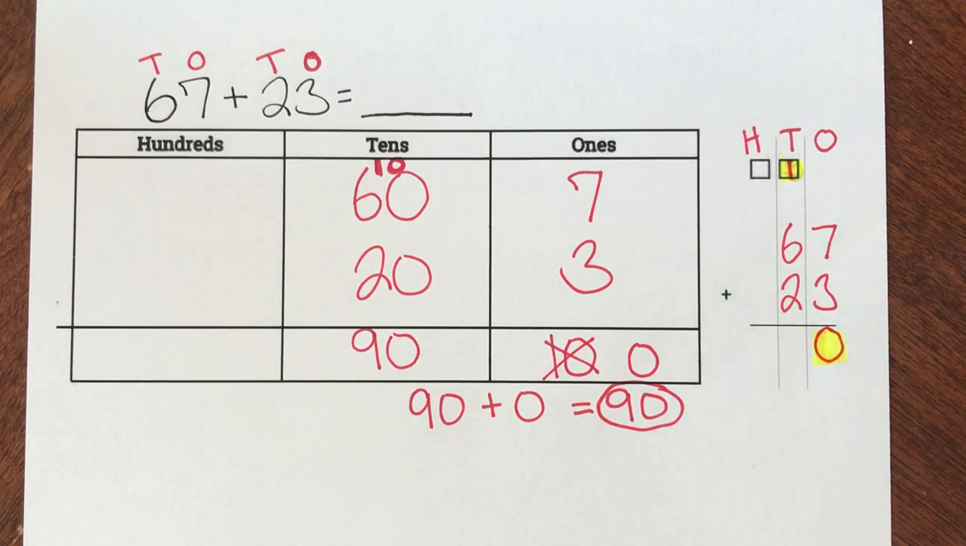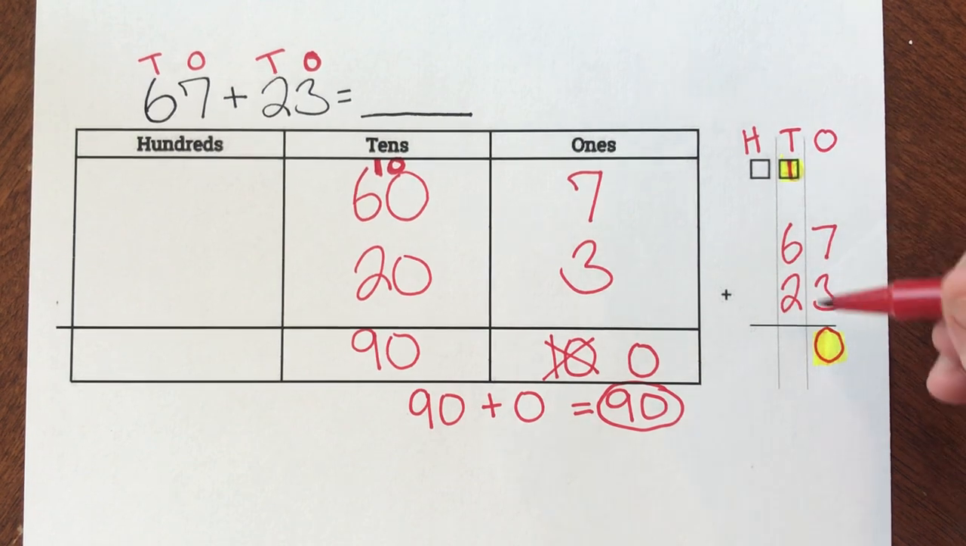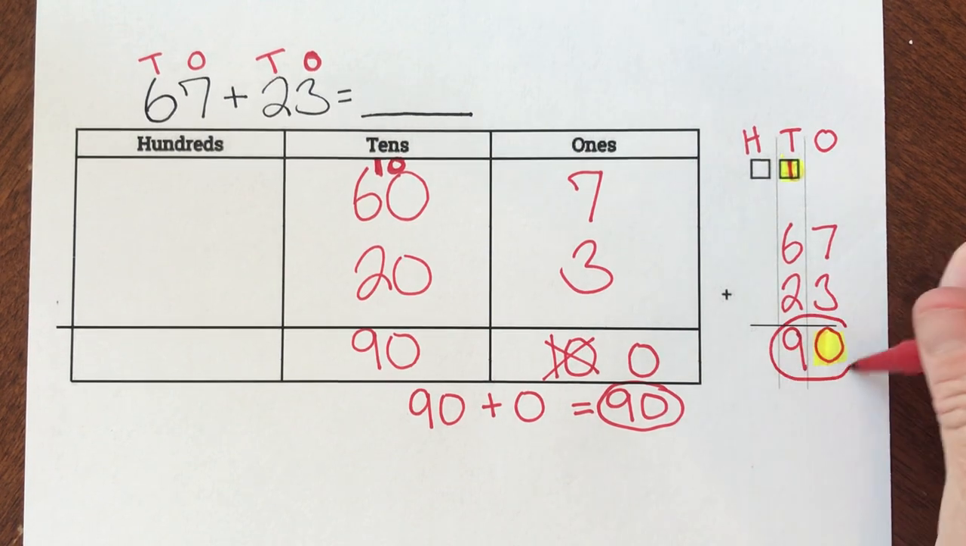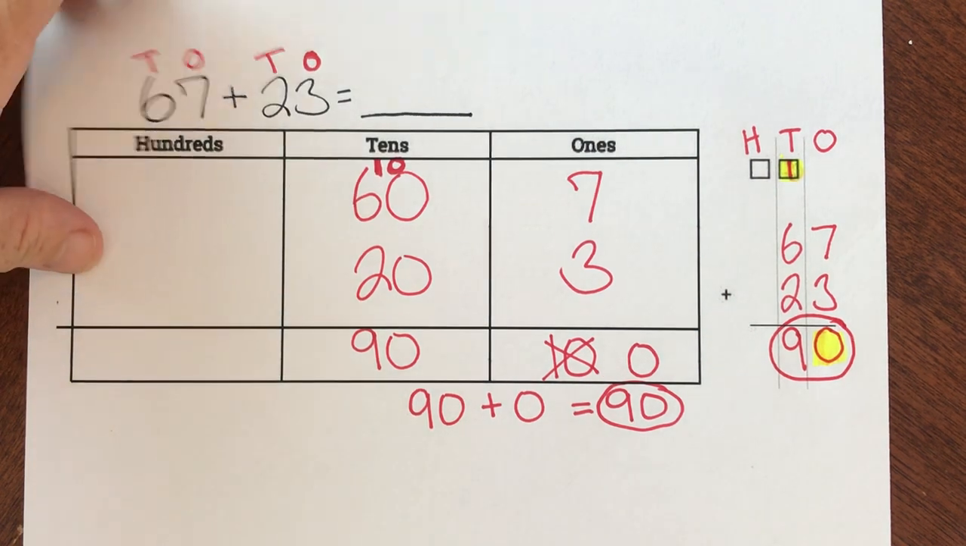Okay, and then how many do I have in the tens column? 1 plus 6 is 7, plus 2 more is 9. So in working form, my answer is also 90. Okay, let's look at my next one.